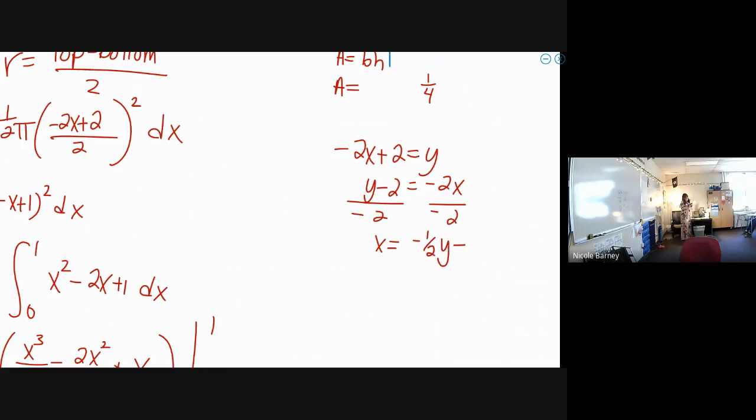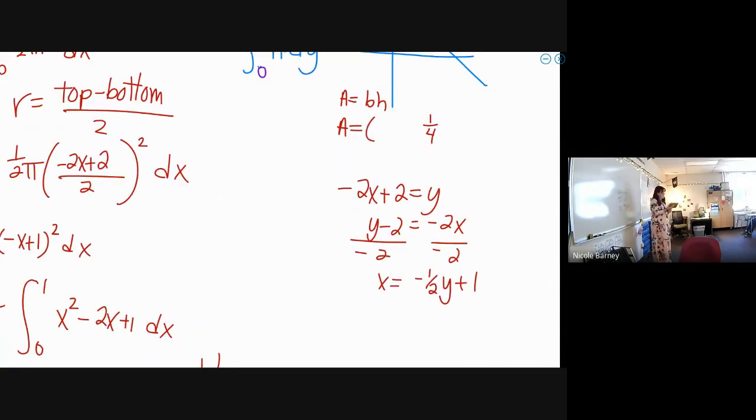This might be the best, least messy way to write it because I could just split that fraction, because I can split numerators, right? I just can't split denominators. So it'd be negative 1/2 y plus 1 in terms of y. We have to change that variable. So the base would be right minus left, and the right curve is negative 1/2 y plus 1, and the left curve is 0, right? The left curve is x equals 0.